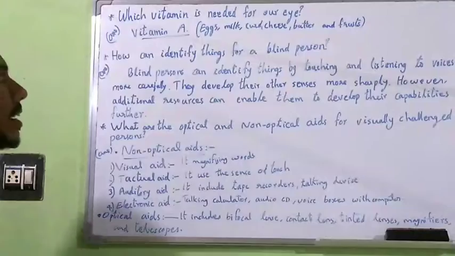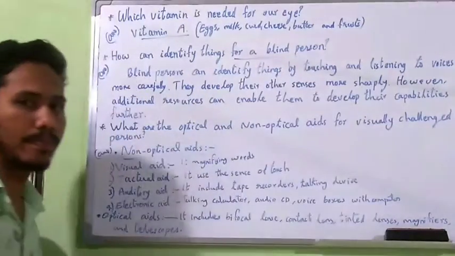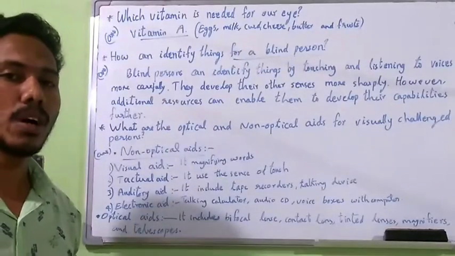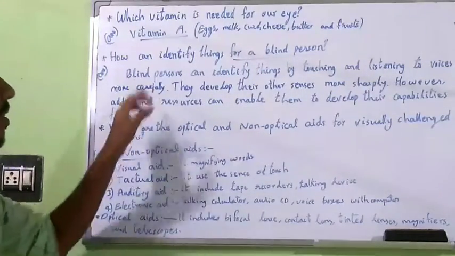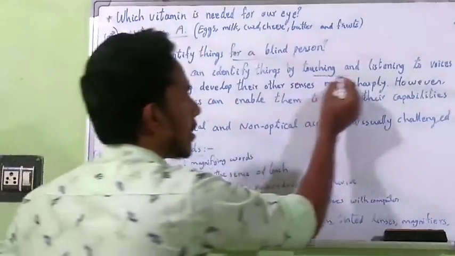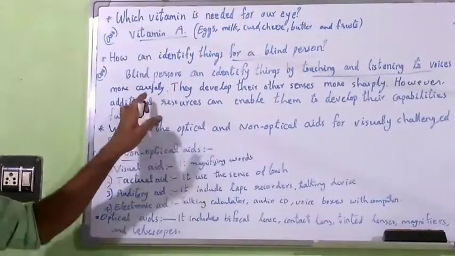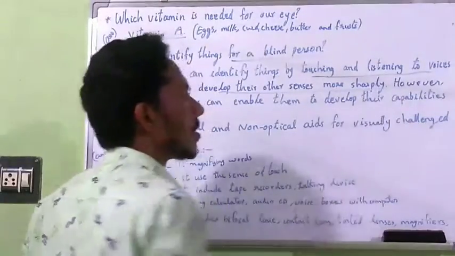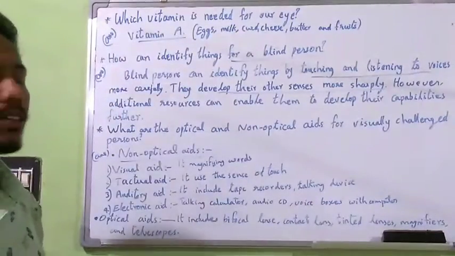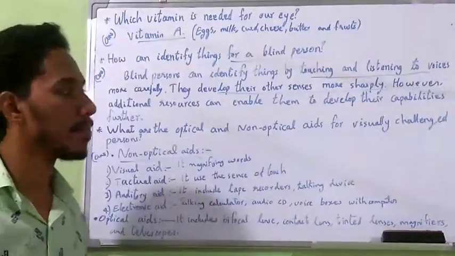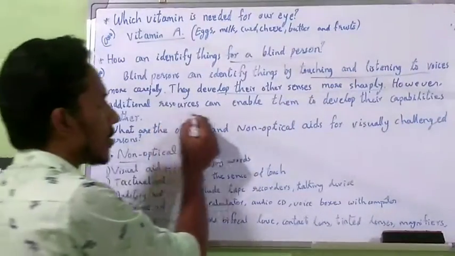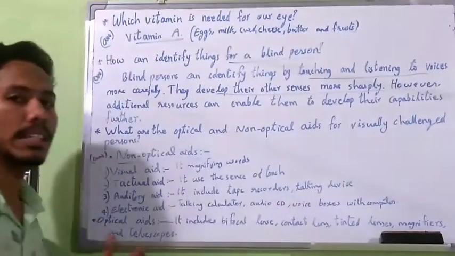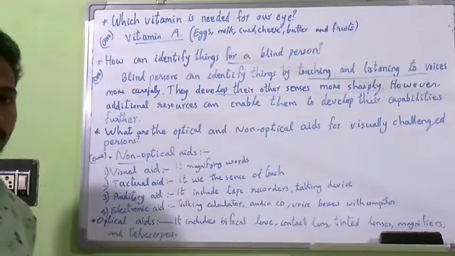Then how can a blind person identify things? There are a lot of persons who are blind. A blind person can identify things by touching and listening to voices more clearly. They develop their other senses more sharply to identify things. However, additional resources can enable them to develop their capabilities further.